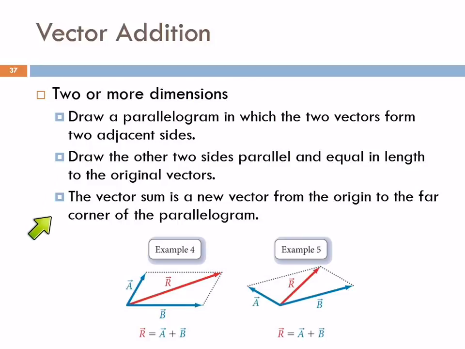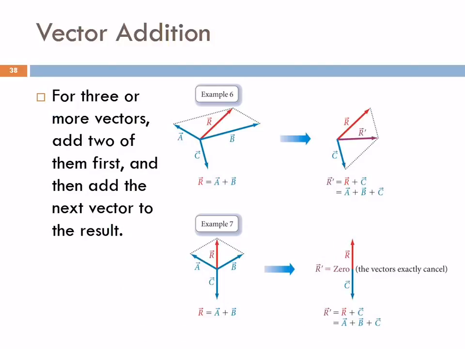And then the vector sum is starting from the origin where those two were and going to the opposite corner. In this example, here's A and B. We draw the parallelogram, and the sum goes diagonally across. You could figure out its length if you want to, but we don't want to. If you're adding 3 or more, just deal with 2 at a time.